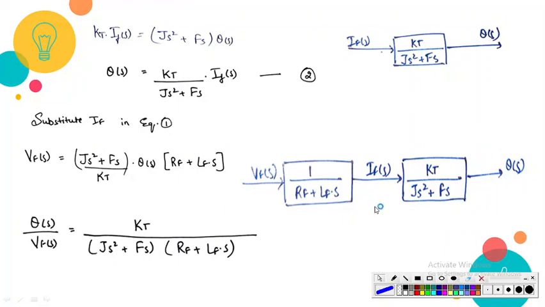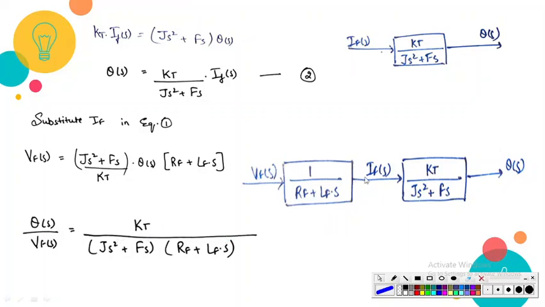So it looks more or less like an open loop system. And from here you can directly see that the block diagram that we have made and the transfer function that we have over here are the same.